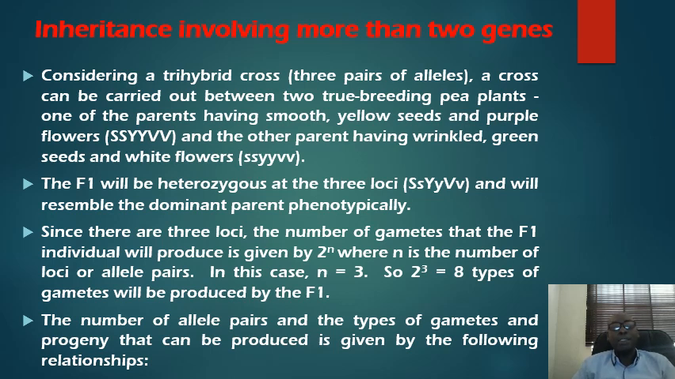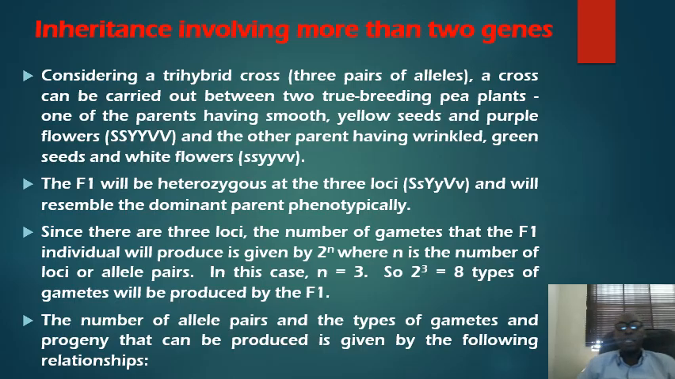It is expected that in the first filial generation, it will be heterozygous at the three loci, but the dominant phenotype will be expressed. It will be smooth, yellow, purple. That is smooth, because you have capital S being dominant to small s, wrinkled. Yellow, you have capital Y being dominant to small y, which is green. And purple, because capital V is dominant over small v, which is white.